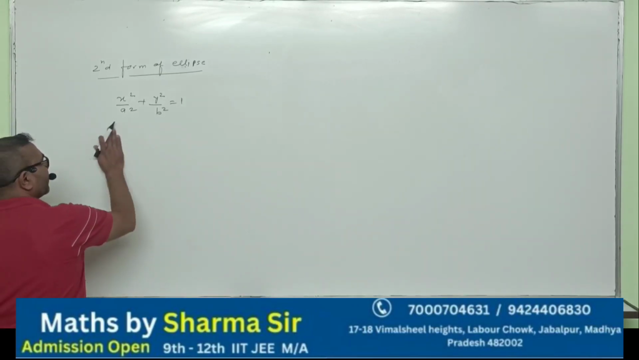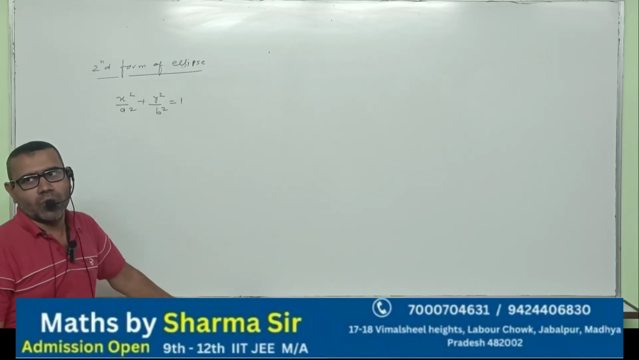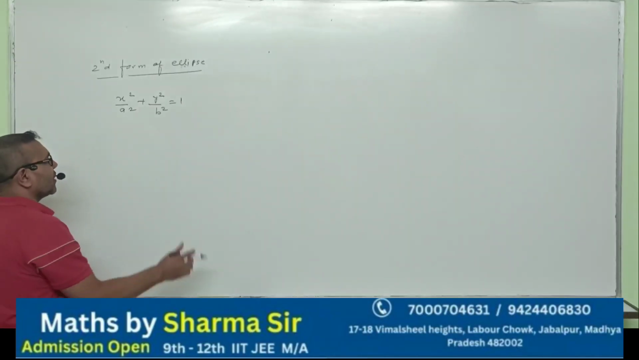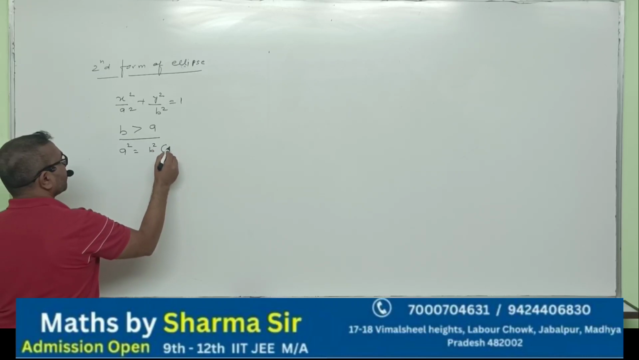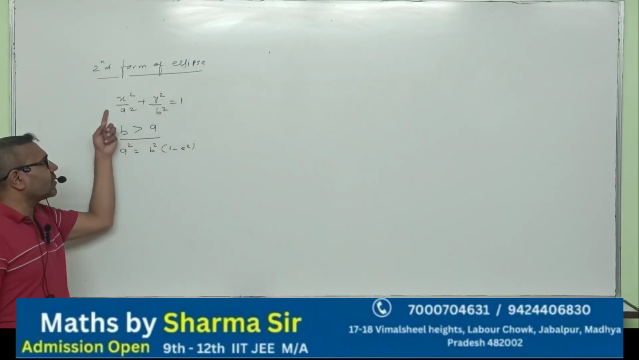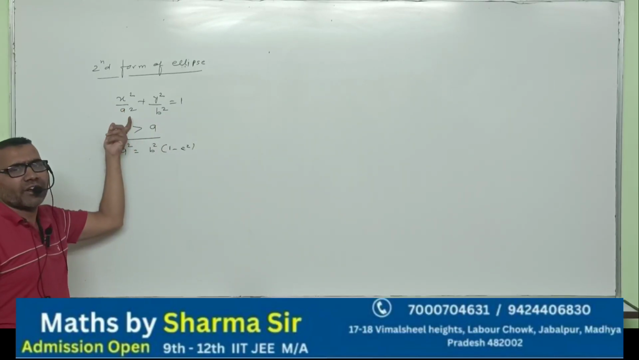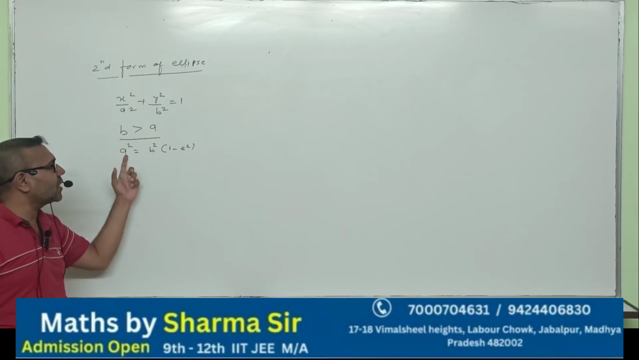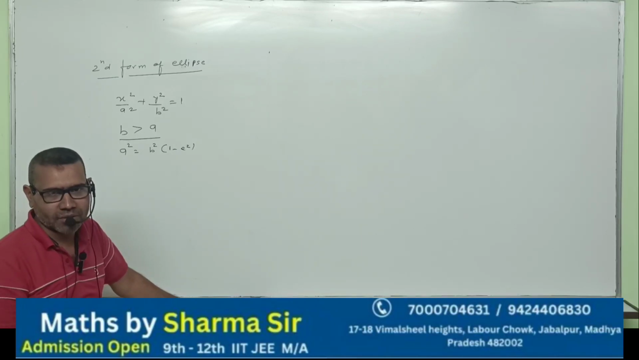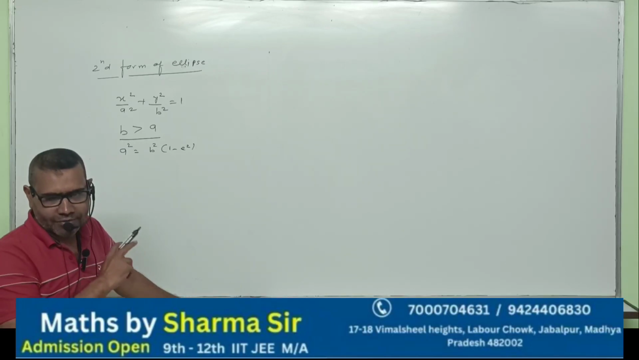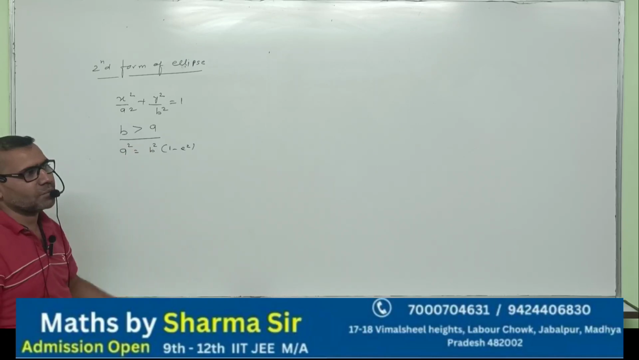For the second kind of ellipse, the format of the equation remains the same: x square upon a square plus y square upon b square is equal to 1, with the restriction that b will be greater than a, and the relation will be a square is equal to b square into 1 minus e square. The denominator of y is greater than the denominator of x, and when a and b maintain this relation, the ellipse represented by this equation is the second type of ellipse.